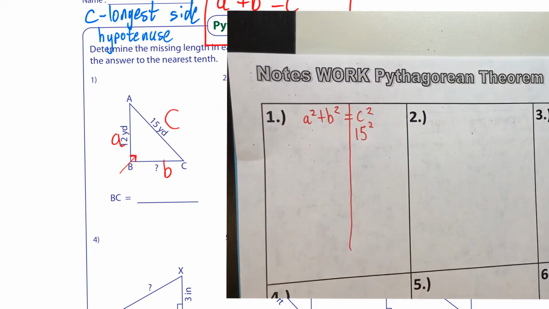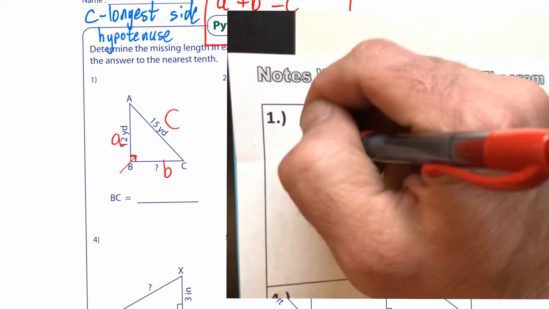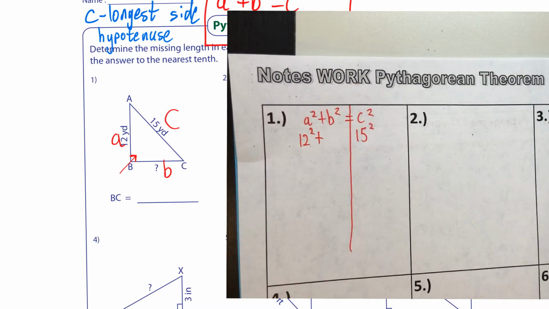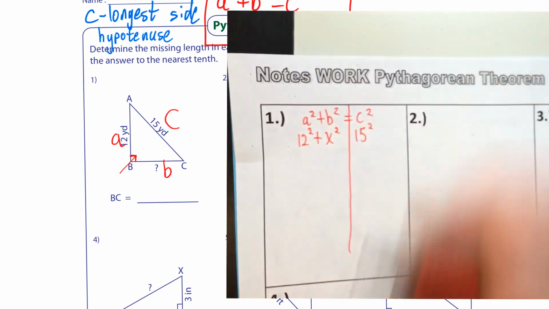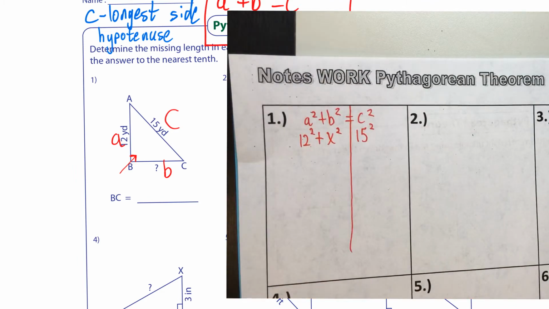Okay, so what is our A value? 12. So 12 squared. Okay, what's the B? We don't know. That's what we're looking for. So you can either leave B there if you want, or I'm just going to put X. I just like that better. Sometimes the B looks like a 6 or something like that. It gets confusing. So I'm just going to put an X.